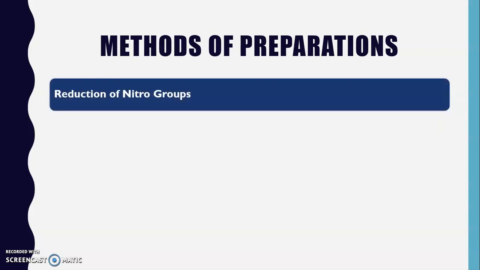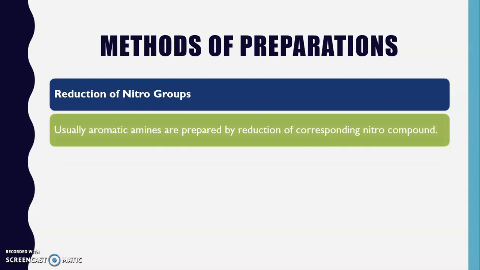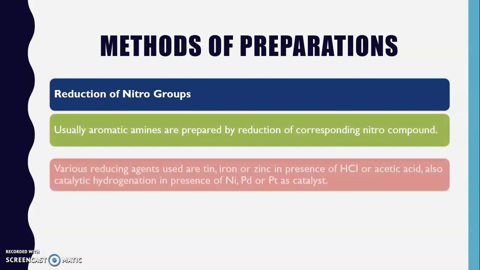Now the most commonly used method for the preparation of the aromatic amines is reduction of the nitro group, because this is one of the most important as well as very simple methods where only the nitro group is reduced to the amine, so that from aromatic nitro compounds we will get the aromatic amines. So usually aromatic amines are prepared by reduction of the corresponding nitro compound, as I said.